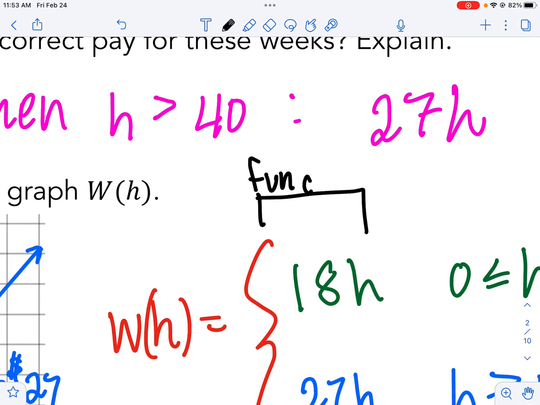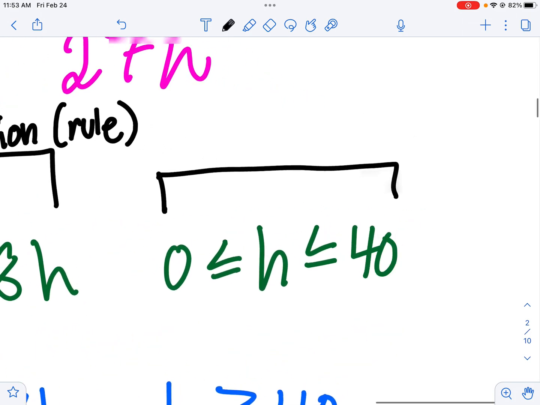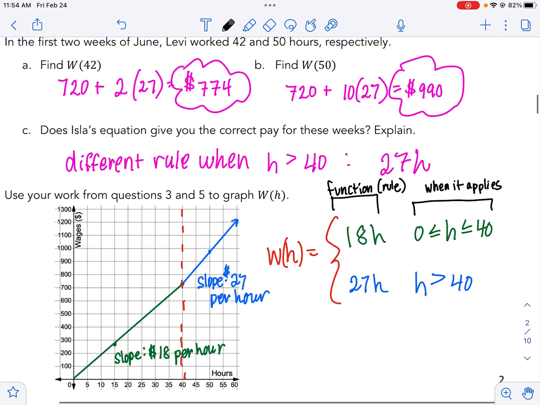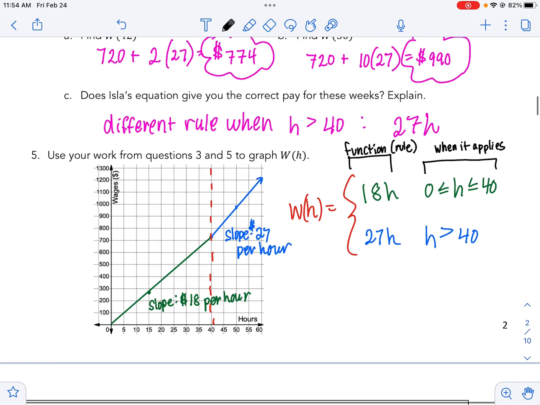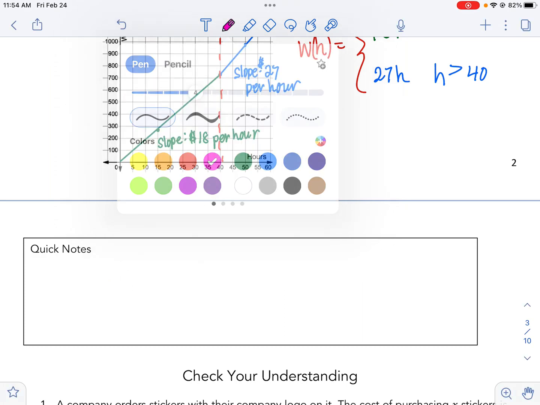Function or rule here. And then over here, this is when it applies. So there's the piecewise function where there's just more than one rule and it's broken into pieces. So quick notes today. Piecewise functions, let's go over the definition.